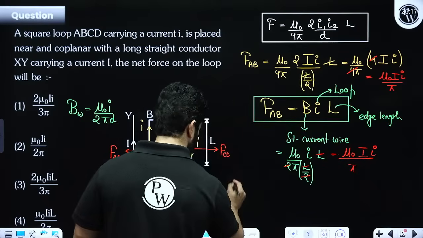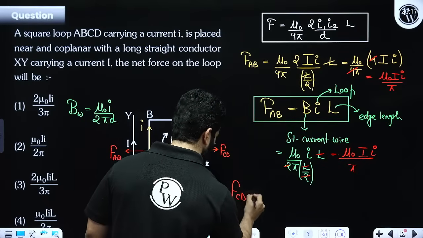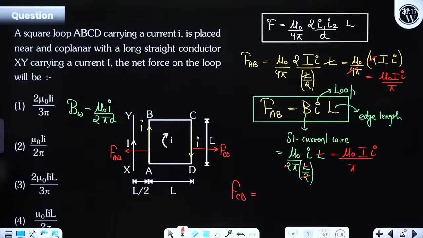I think we were also getting same answer in CD also. In CD we were getting, my dear friends, 2 mu naught I divided by 3 pi. This is what we were getting. Mu naught I divided by 3 pi.